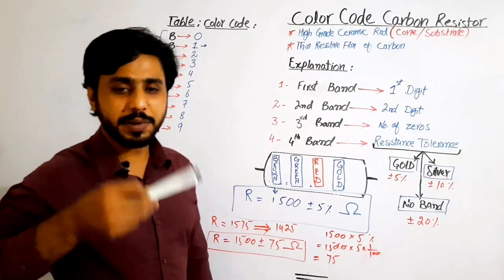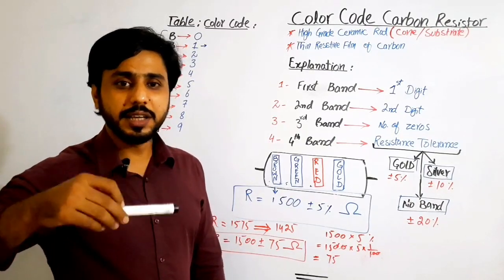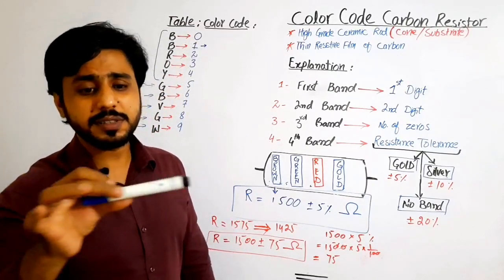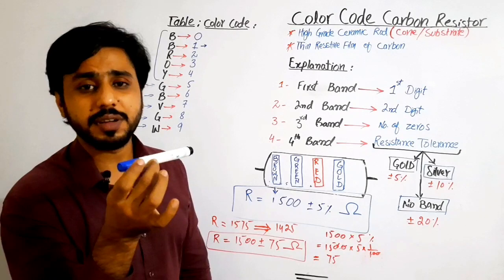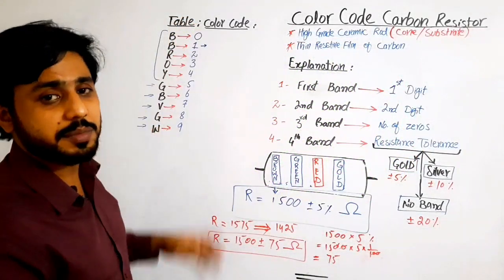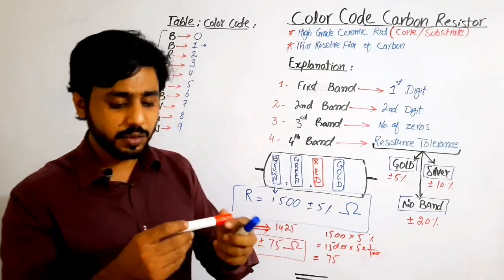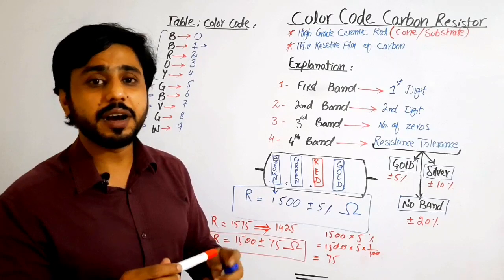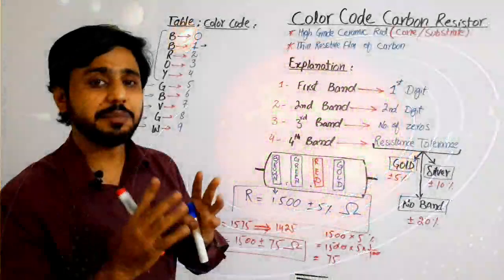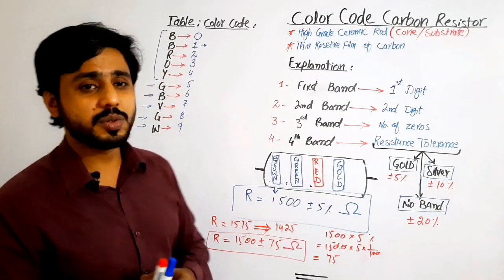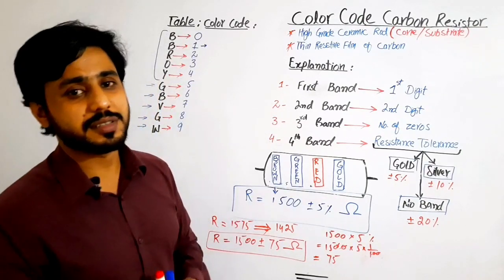If it is made in Pakistan and this resistor is transferred to China, the Chinese person can read this resistance value because they know the values in this table. And if I write 1500 plus-minus 5% in Urdu, they can't read Urdu. Color can be read, so this is an easy way to express this resistance.